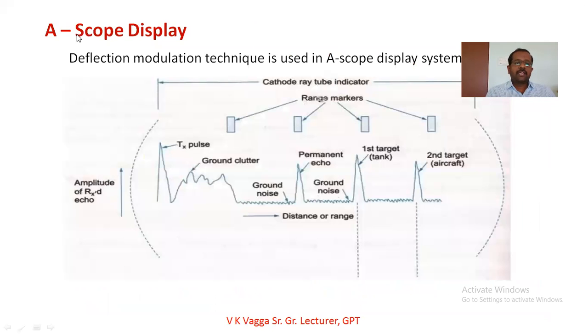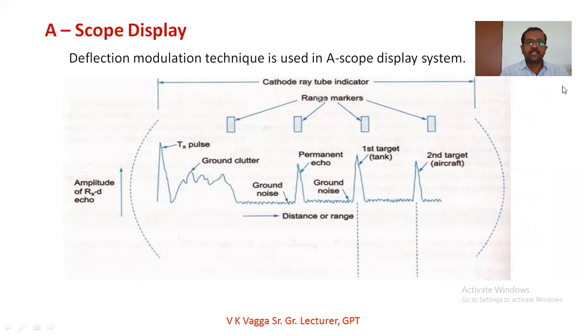And if you take an example of the deflection modulation, an example of an A-scope display. Okay, again, it is exactly the same explanation. The deflection modulation technique is used in the A-scope display. It's nothing but a cathode ray tube indicator. It is the CRO, the cathode ray oscilloscope itself. And what is marked are the range markers.